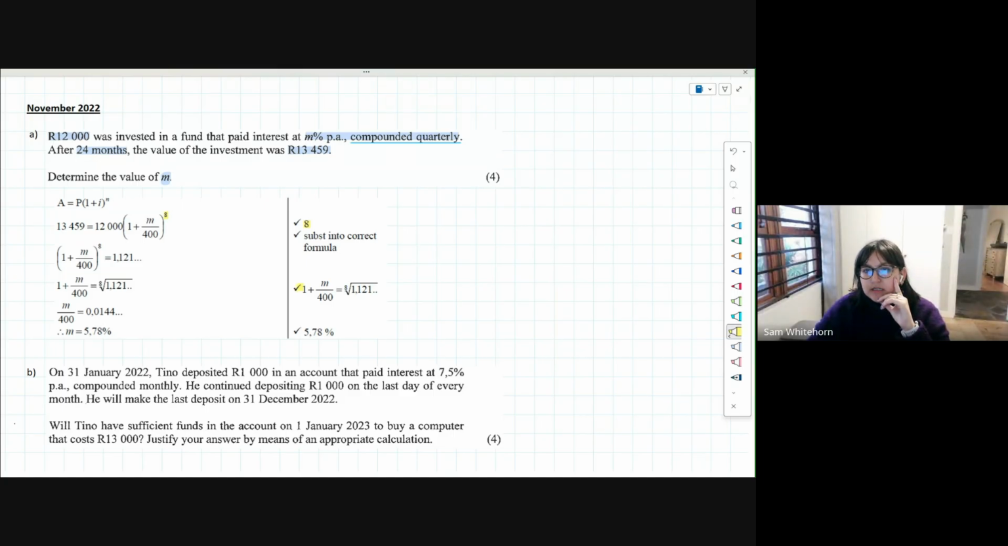This mark over here is kind of like your working out mark. It's not necessarily for that specific step, but it is your understanding of the maths, particularly taking the 8th root. So understanding that to get rid of the exponent, we would have to take the 8th root. And then a final mark for m is equal to 5,78. I saw that on the chat, so well done. Again, just take note of the fact that we give marks for n.